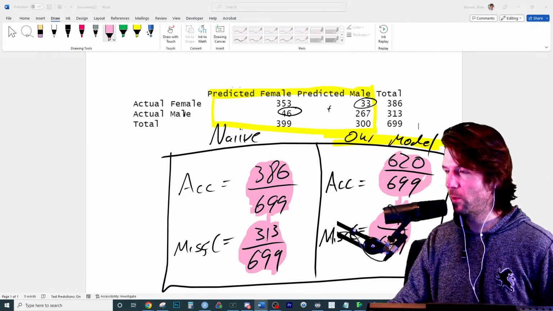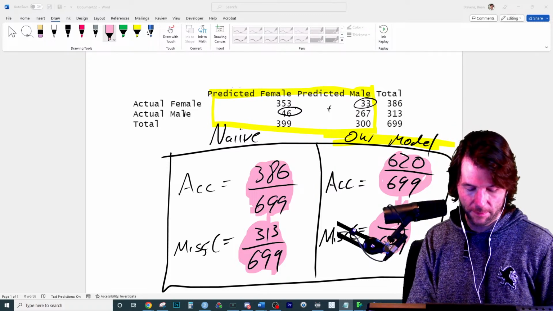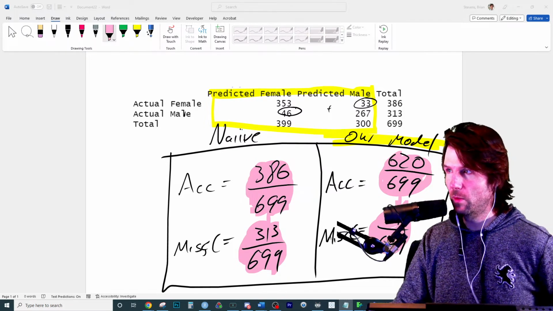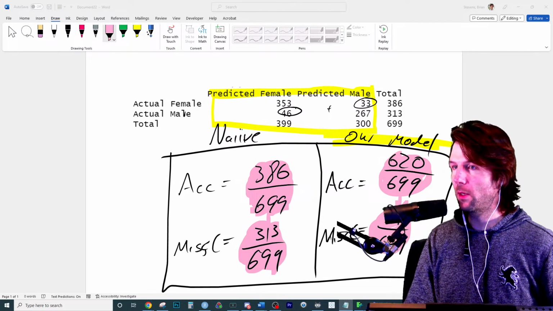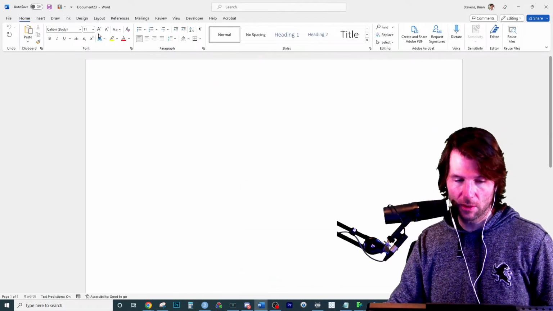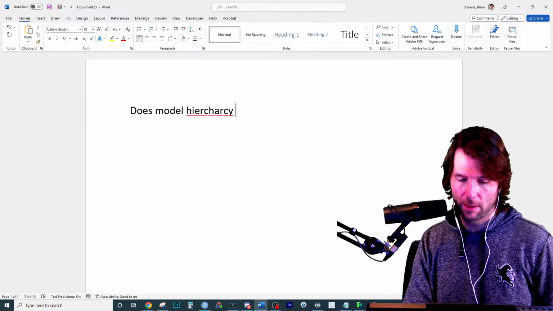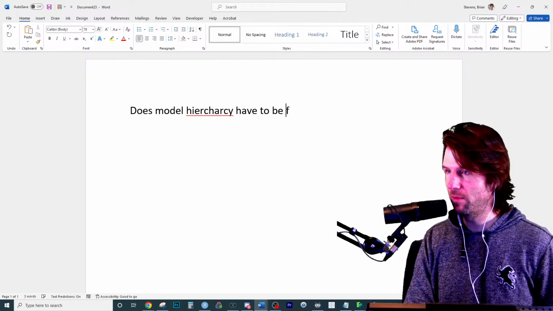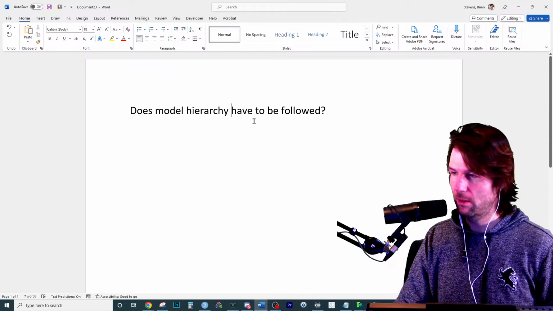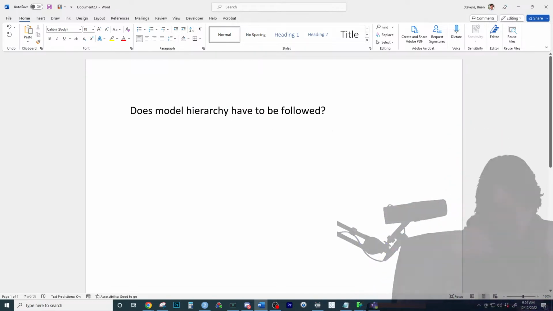And so the first question was model hierarchy. So when it comes to model hierarchy, taking the timestamp. Okay. So when it comes to model hierarchy, does model hierarchy have to be followed? First thing we need to know, does model hierarchy have to be followed? In 2 seconds, I'll be right back.